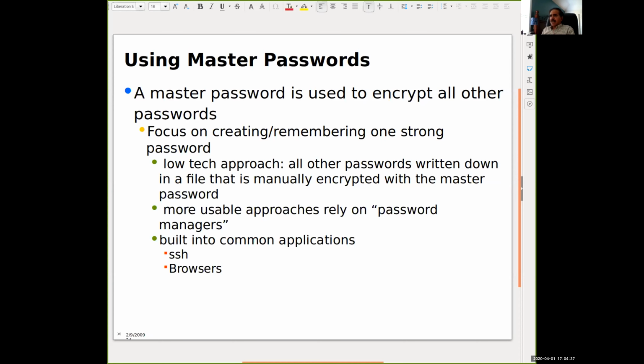So the idea of a master password. Professor, hi. I just wanted to ask, when the password manager or something like iCloud Keychain for Apple suggests a strong password, is it only on the basis that it is not reused anywhere else?